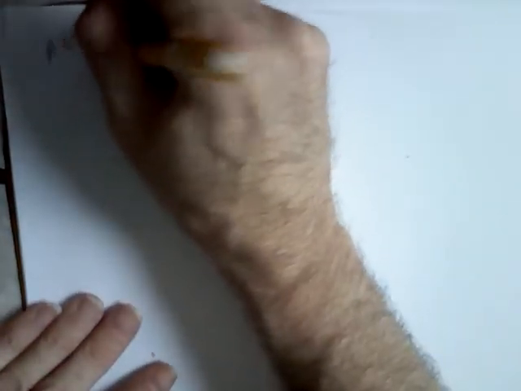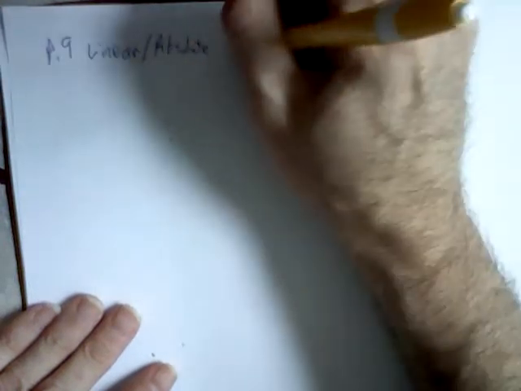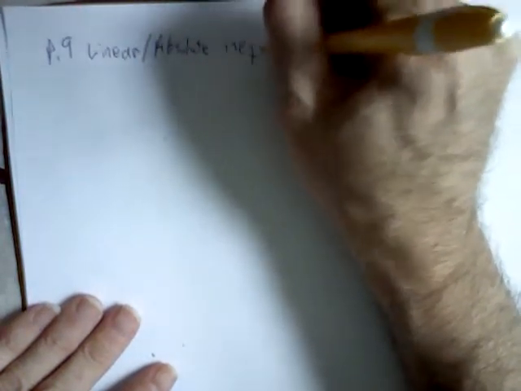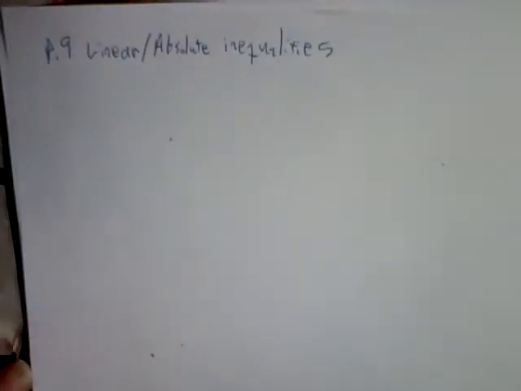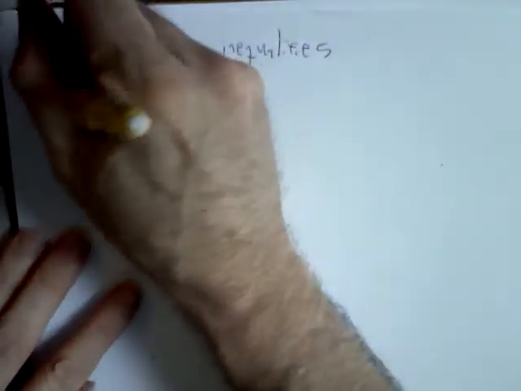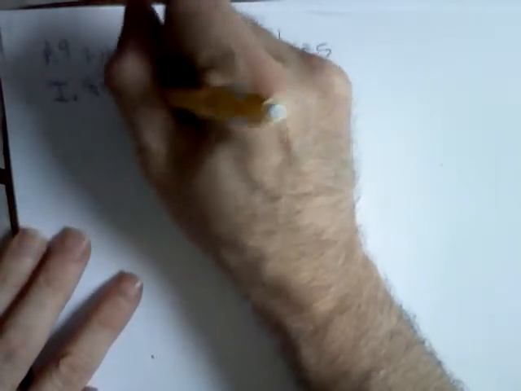Okay, we'll see how well this goes. This is P9, linear inequalities and absolute value inequalities. Okay. First thing we want to hit is set builder notation, which hopefully you've seen before, but if not, we'll teach you here.